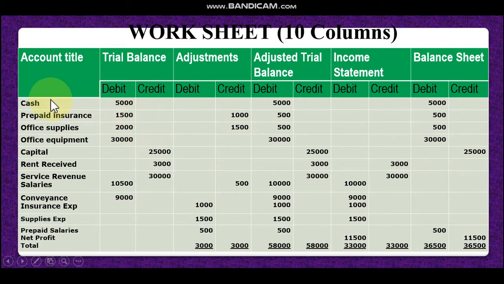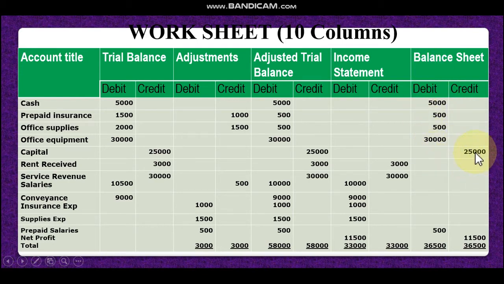So dear student, here we have cash or balance. In the balance sheet, what will we write? On the debit side we write assets, and on the credit side liability and equity. So we will do these two parts together. Cash is an asset, that's why it is on the debit side. Then prepaid insurance, this is also an asset. Office supplies, also an asset. Office equipment, another asset. So all are on the asset side.